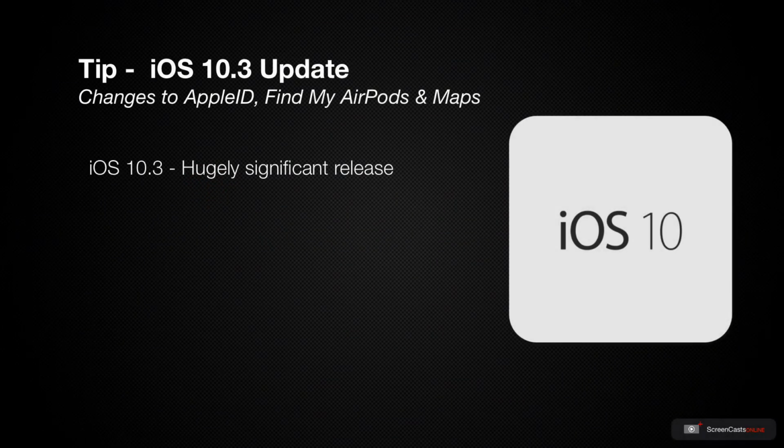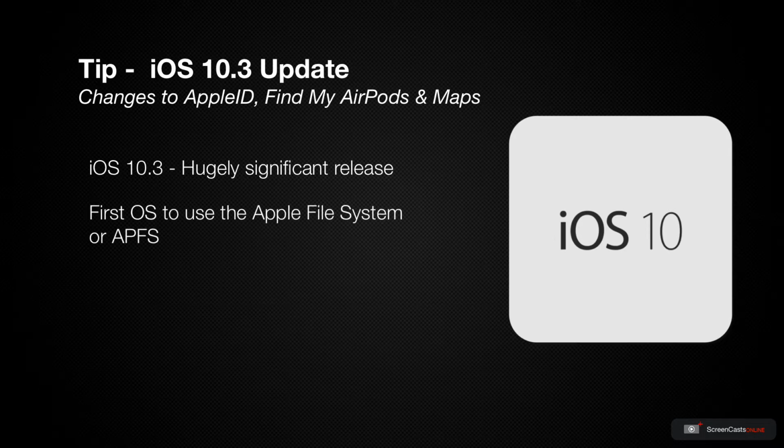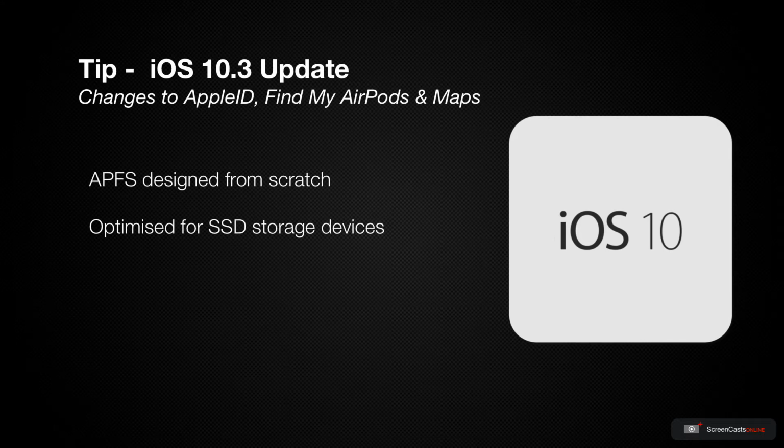iOS 10.3 has recently been released by Apple and is actually an extremely significant release, even though you might not have realised. It's the first operating system to use the new Apple File System, or APFS, which is due to roll out to every Apple device over time. APFS has been designed by Apple from scratch and has been designed specifically for solid-state storage devices. Now, there's not a lot to show you on the device itself, but to completely replace a file system in situ on hundreds of millions of devices is quite a technical feat. We'll see more of APFS when it's ready for the Mac.